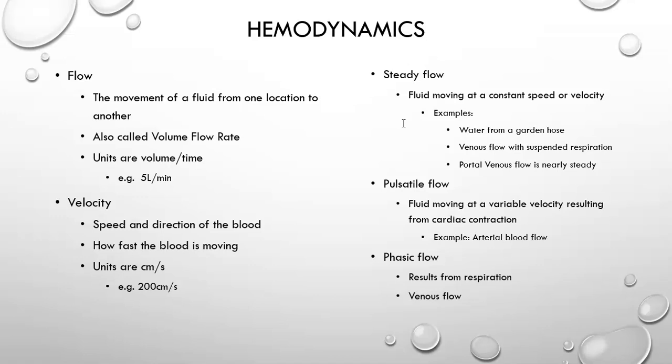Pulsatile flow is flow that is variable velocity, and it results from cardiac contractions, so we get this arterial blood flow is pulsatile. Phasic flow results from respiration, the movement of the diaphragm up and down, and that's typically what we see as phasic flow in the veins. The exception, of course, being the portal vein, which has steady flow.